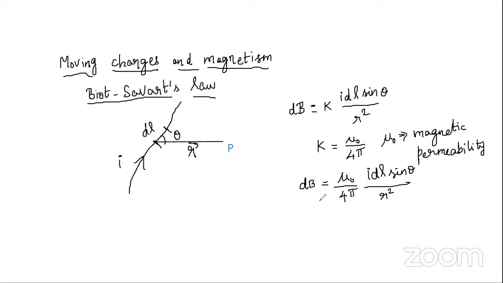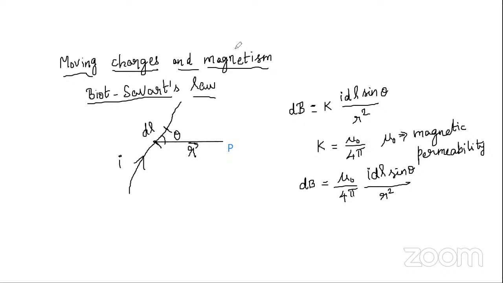And when you want to find out the total magnetic field at this point P due to the entire wire, what you have to do? You have to go for integration of this dB. When you want to find out the total magnetic field, you have to go for integration. The integral of dB will give you the total magnetic field at this point P due to the entire wire. So this is called Biot-Savart law.